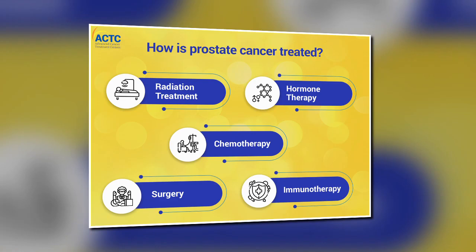What happens if the cancer comes back or spreads? If the cancer comes back, you might have more radiation therapy, surgery, or hormone therapy. You might also have chemotherapy. Chemotherapy is the term doctors use to describe a group of medicines that kill cancer cells.